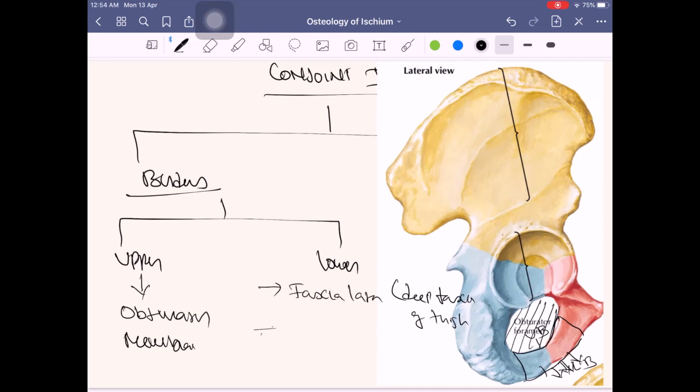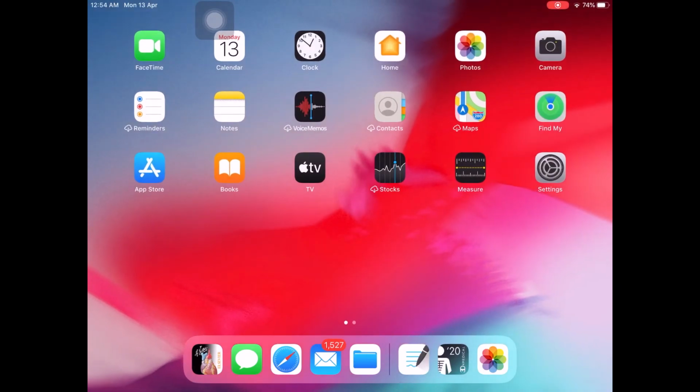Apart from this, it is also giving attachment to the Colles fascia. Remember Colles fascia of perineum? It is also called the membranous layer of superficial fascia. You might have forgotten everything. Superficial fascia. I may not be able to show you Colles fascia because the app does not go to that detail. Fascia lata I can show you, and obturator membrane I can show you in the app.